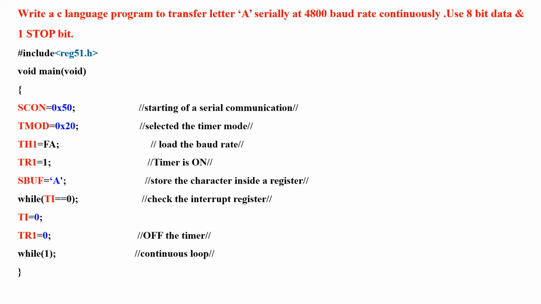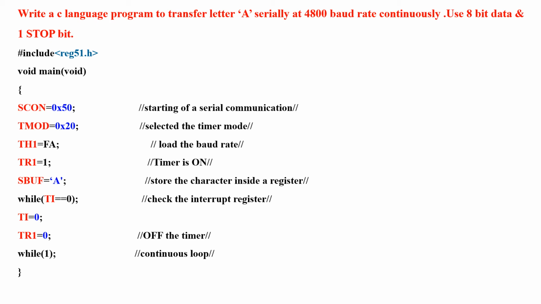Initially the SCON register is loaded. As discussed earlier, the SCON register is loaded with 0x50. Similarly, the TMOD register is loaded with 0x20. The TH1 value is loaded with 0xFA because the baud rate is set at 4800. Start the timer using the instruction TR1 equals 1. In serial communication we generally use timer 1 in mode 2, hence we start timer 1.